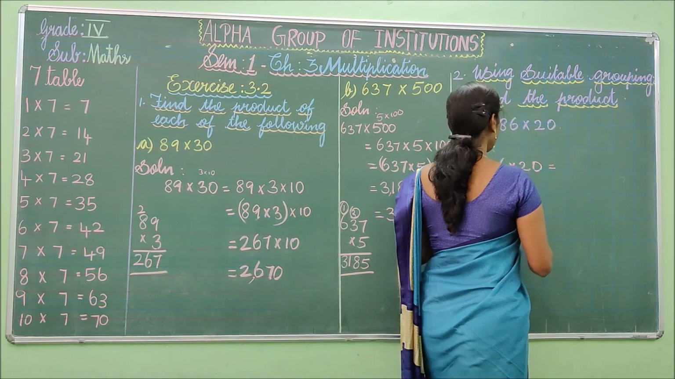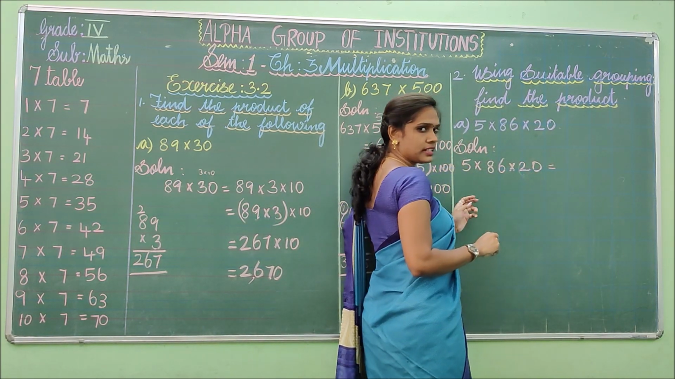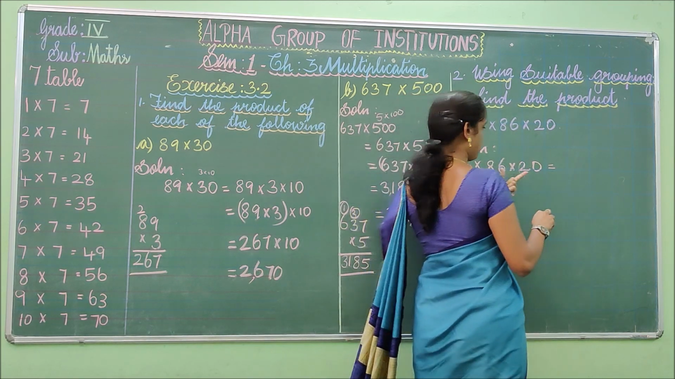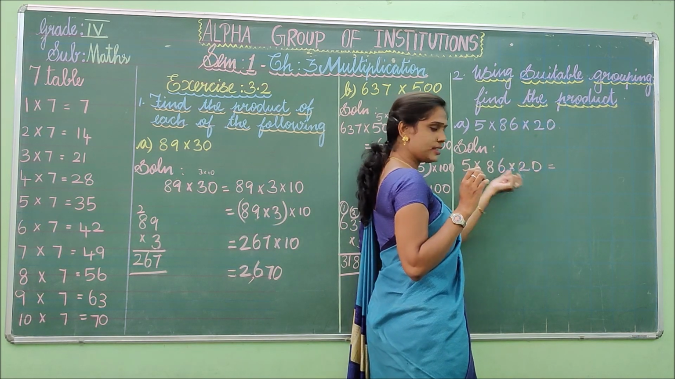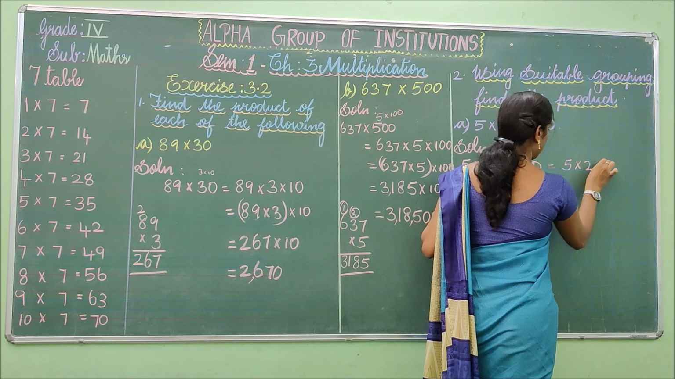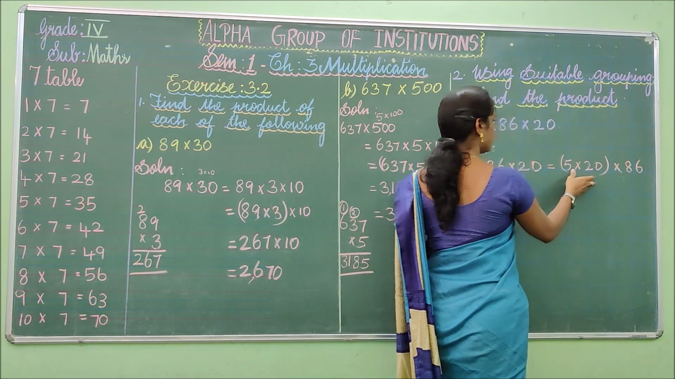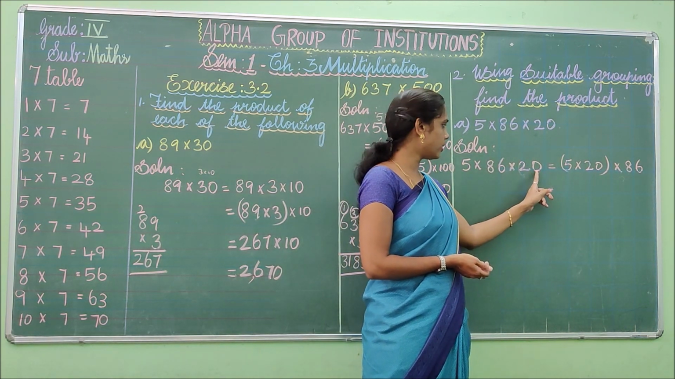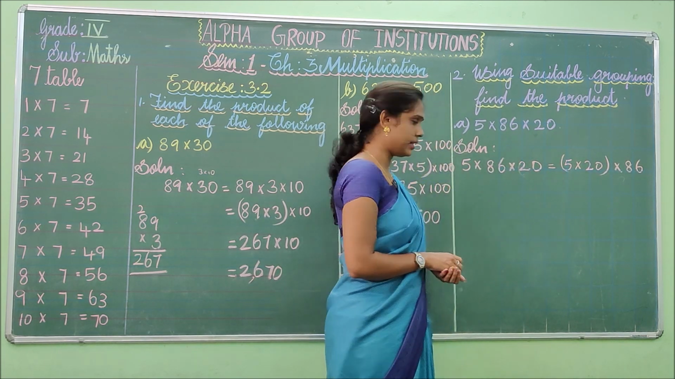First we have to group the numbers. So here you have a 20, isn't it? So first group these 2 numbers. Okay. You can group any number. It will be easy for you if you group these numbers. Understand? So first 5 into 20 into 86. Okay. First I have grouped this number because here it is tens. Okay. Here you have 0. So if you group this number, you can easily multiply.